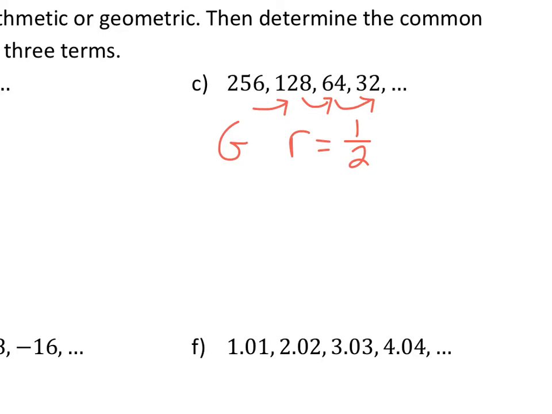Now it wants the next three terms. So continue. 32 divided by 2 is 16. Divide by 2 is 8. Divide by 2 is 4.